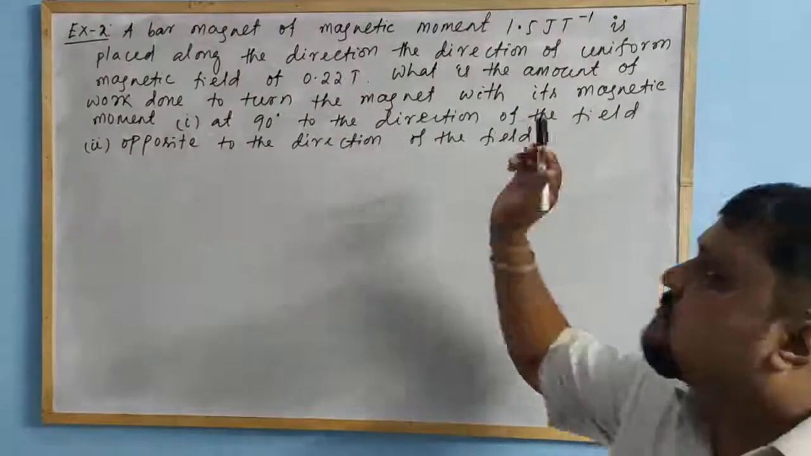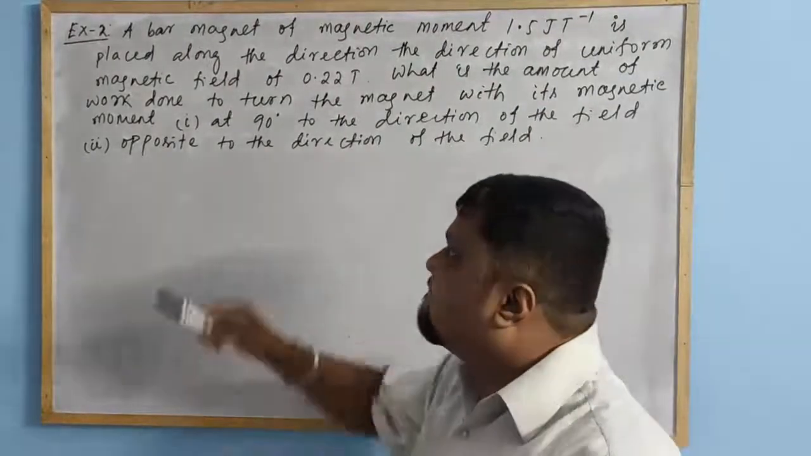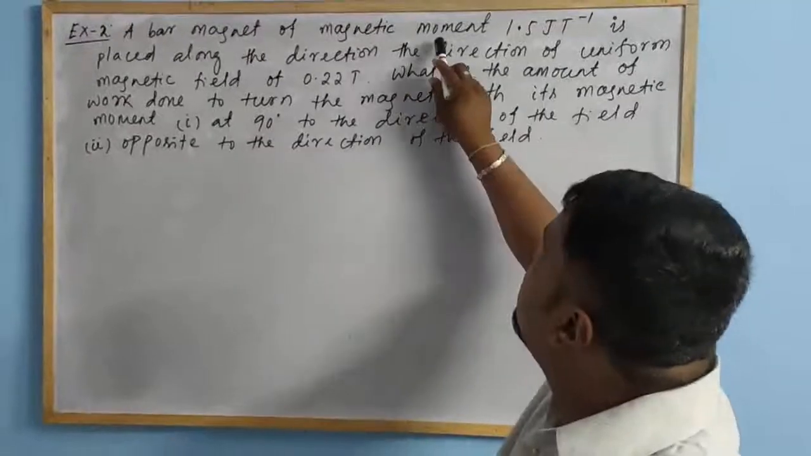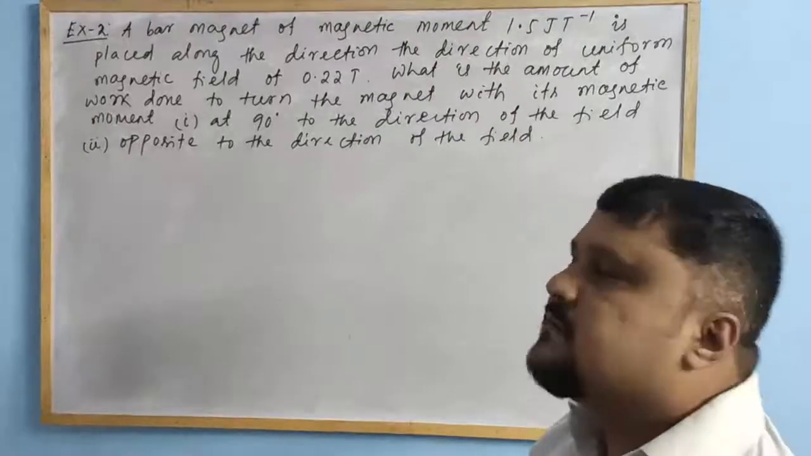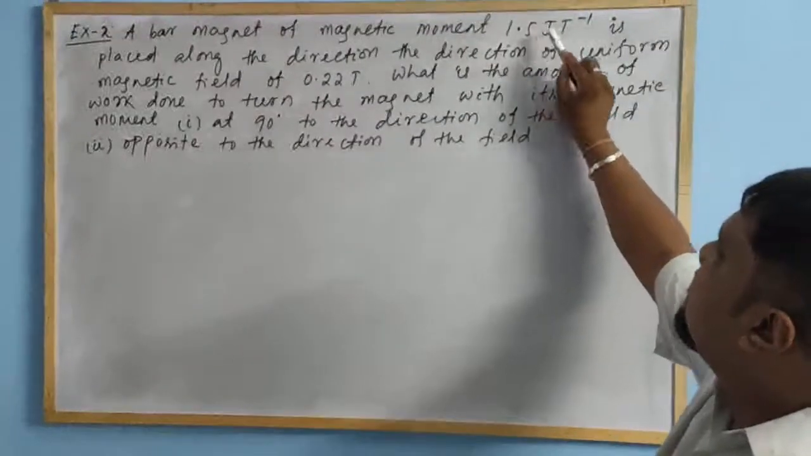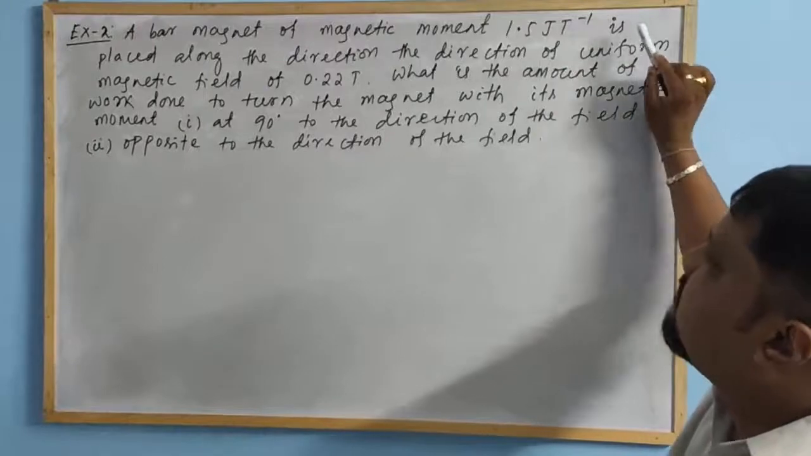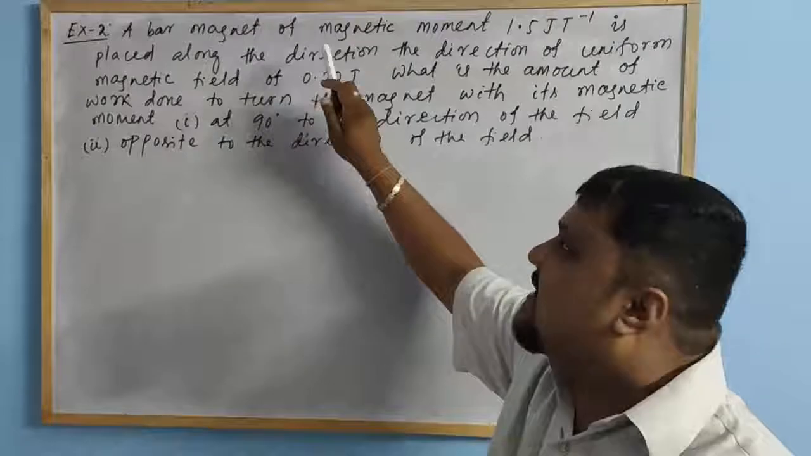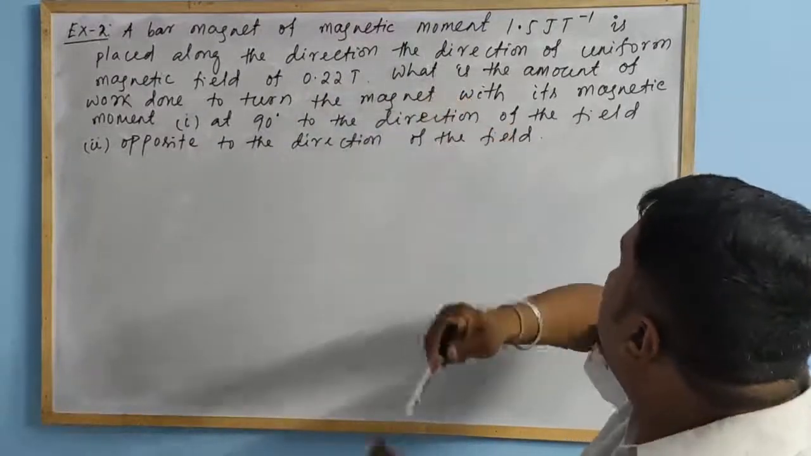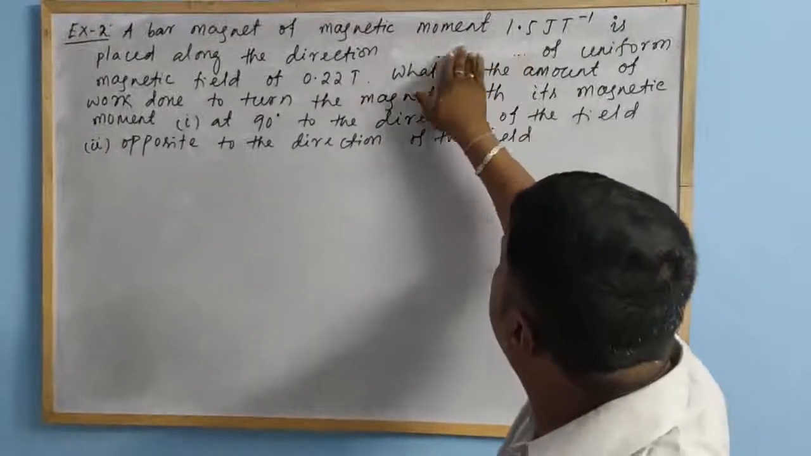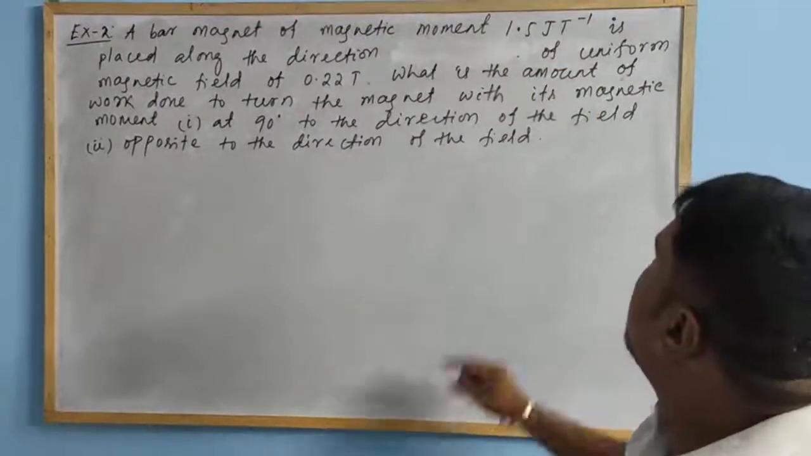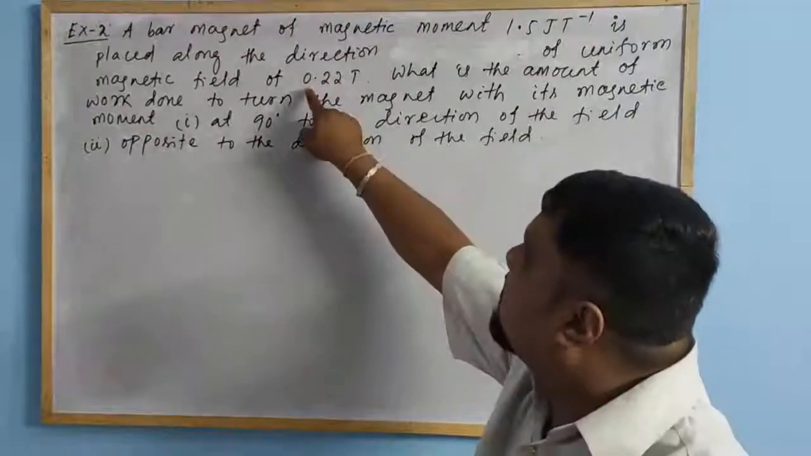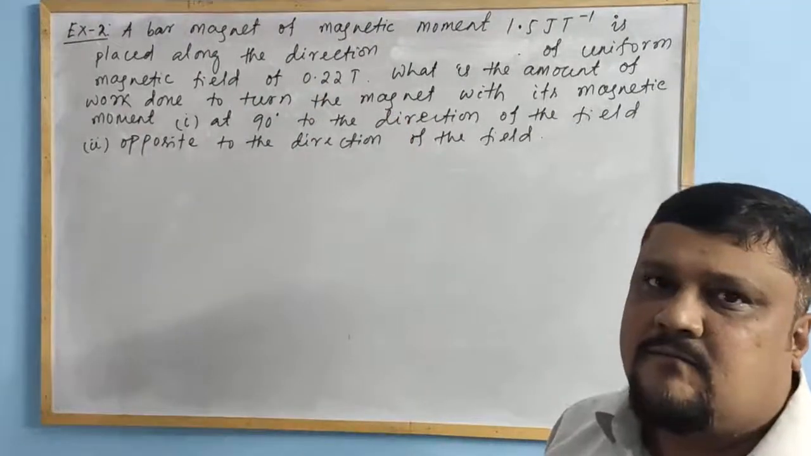Come to example number 2. A bar magnet of magnetic moment 1.5 joule per Tesla is placed along the direction of a uniform magnetic field of 0.22 Tesla. These two are given.